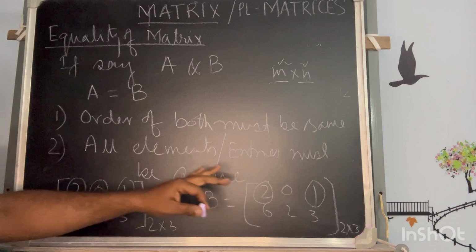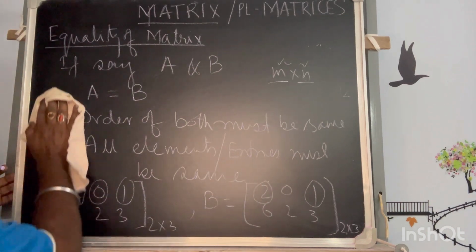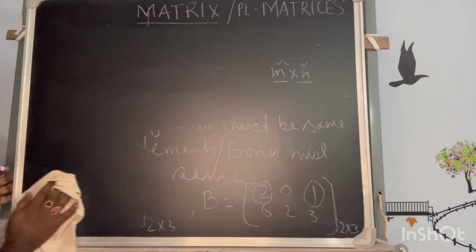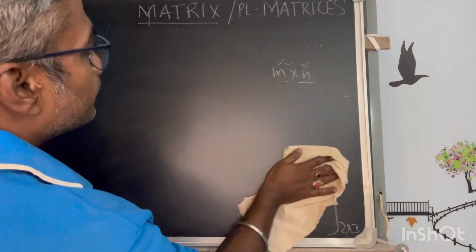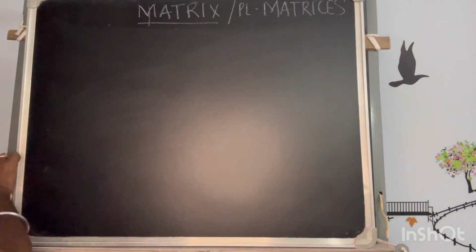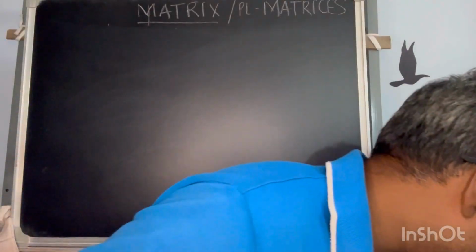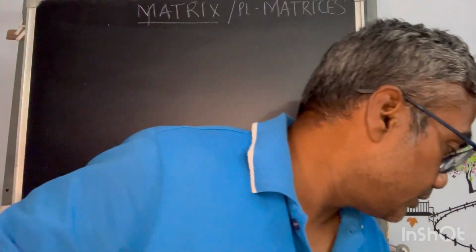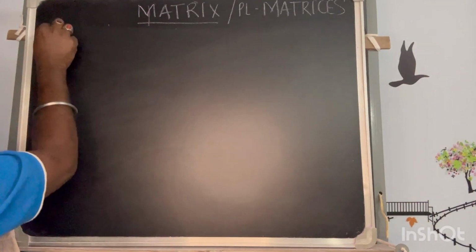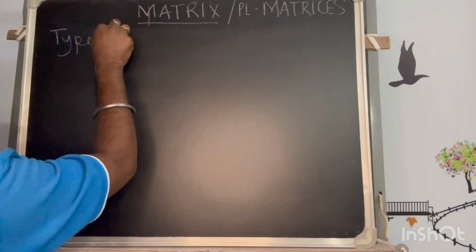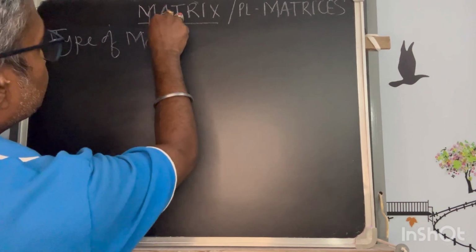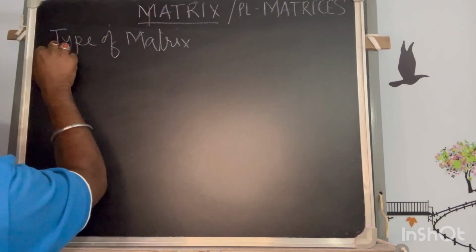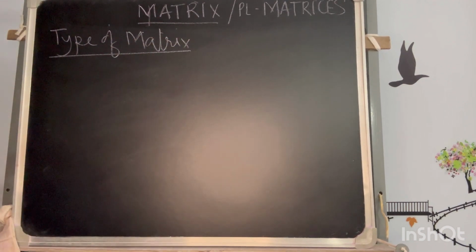These are simple things, but sometimes they may be needed when you solve some numericals. So small things have to be described, so that at a later stage when we do numerical problems, you should not be confused. Okay, now we'll talk about the types of matrix. So there are several kinds of matrix. One by one we'll discuss.